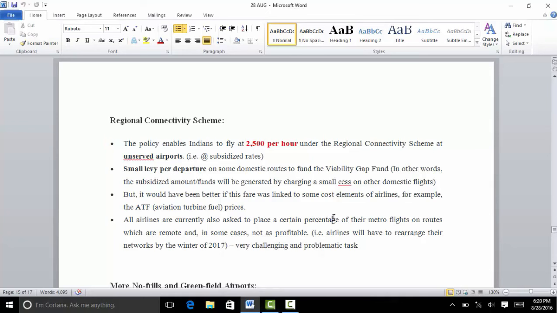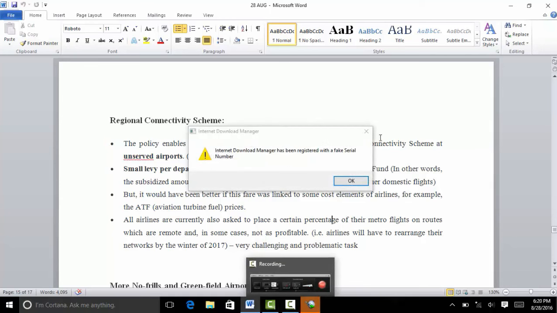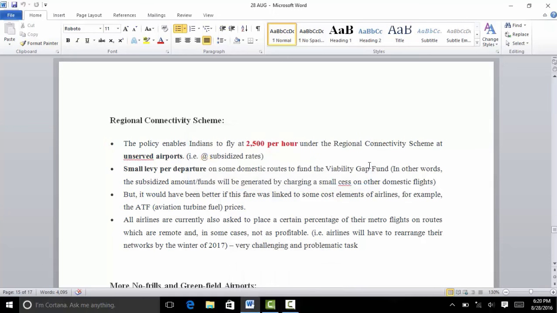And this policy is to serve hitherto unserved airports, especially in the northeast. So it's done through cross subsidies. Those who are traveling on the more frequented routes would have to shell out a small levy, which would cross subsidize the lesser money that people in the northeast, or people traveling to less-traveled airports, would pay.